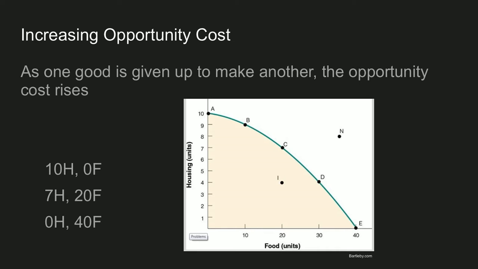So as you can see, the increasing opportunity cost is represented by the bowed out shape of the PPC curve. In order to produce point B, we need to give up 1 unit of housing in order to make 10 units of food. However, in order to produce point C, we need to give up 2 units of housing to produce 10 units of food. So in order to produce 10 units of food, we have to give up 1 unit of housing. In order to produce another 10 units of food, we have to give up 2 units of housing. Well, why is that? Once again, that is increasing opportunity cost: in order to make another good, the opportunity cost for the other good rises.